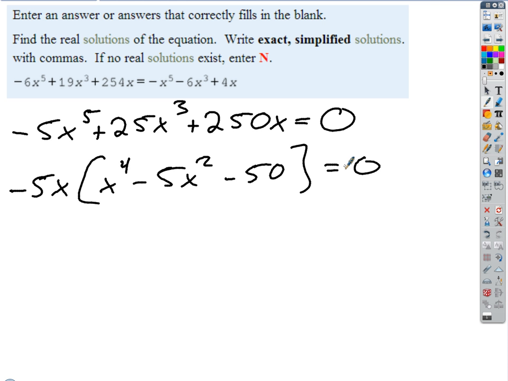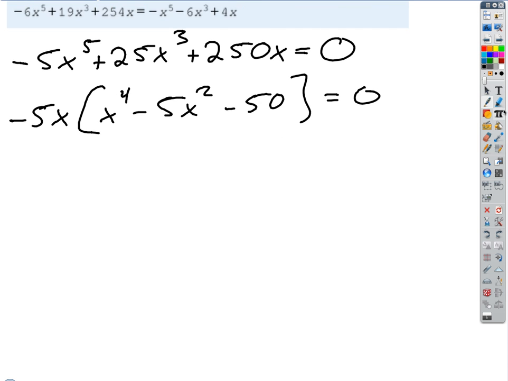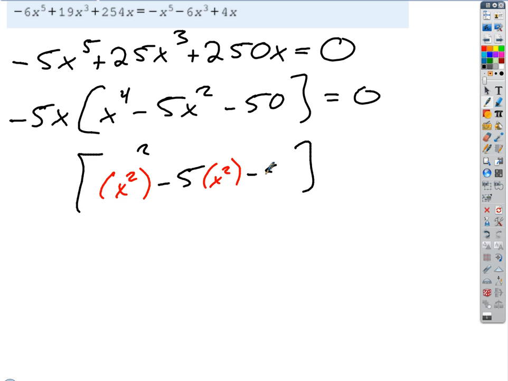Now we broke this apart. That one's done, right? We got out the greatest common factor. The other factor that we're left with has 3 terms, and we can write this in a quadratic form, can't we? If I just break this one apart into pieces of x squared, it just looks like x squared squared minus 5 x squared minus 50. Okay, so that's quadratic, isn't it?